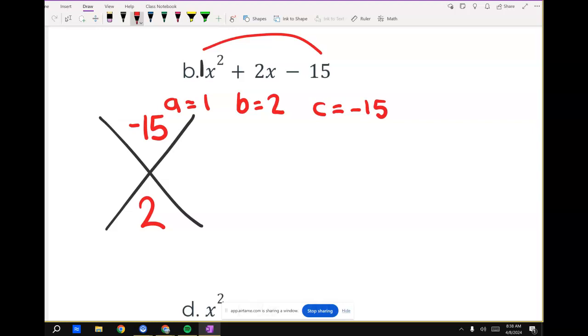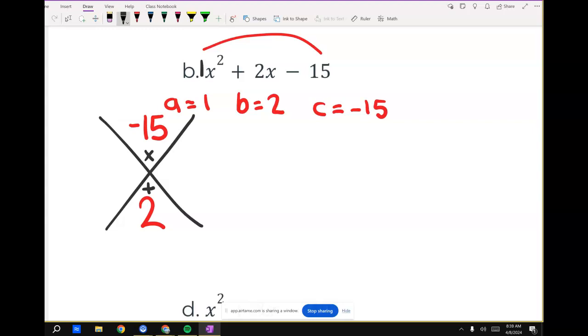All right. So then we look at our yellow sheet, and again, we're multiplying to the number on the top. We're adding to the number on the bottom. 15, our options are 1 and 15, 3 and 5. We need it to be, this number is a negative on the top, but we add to a positive number.